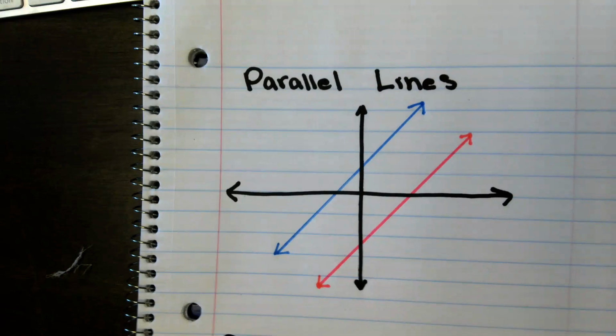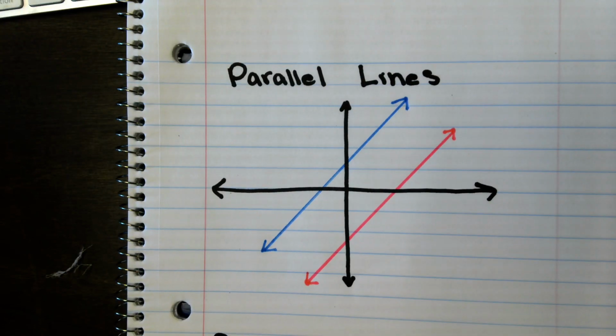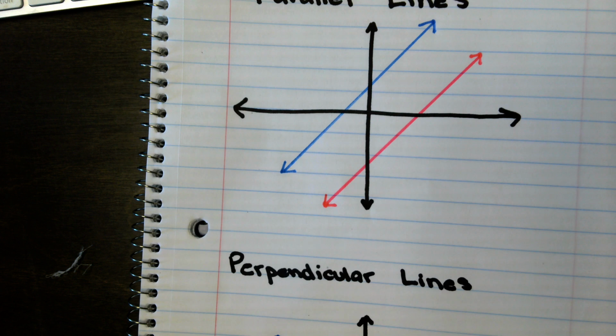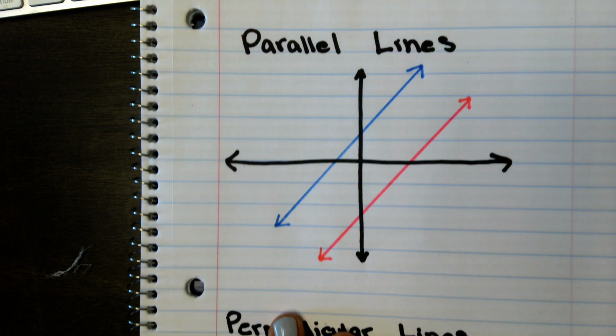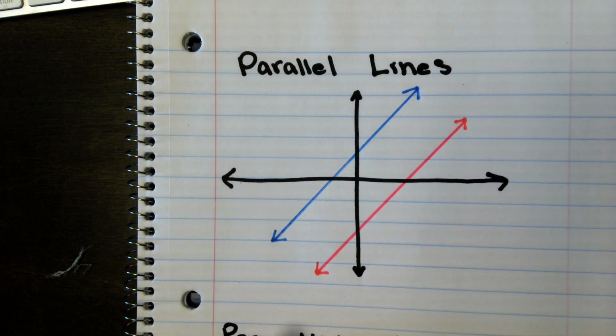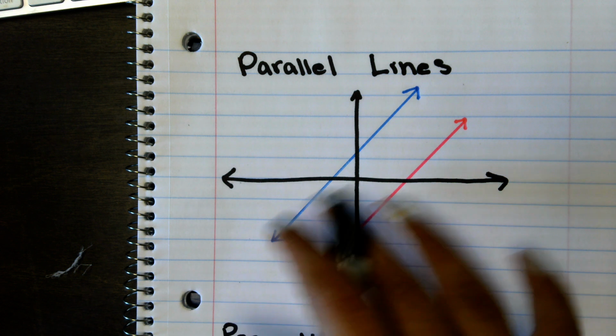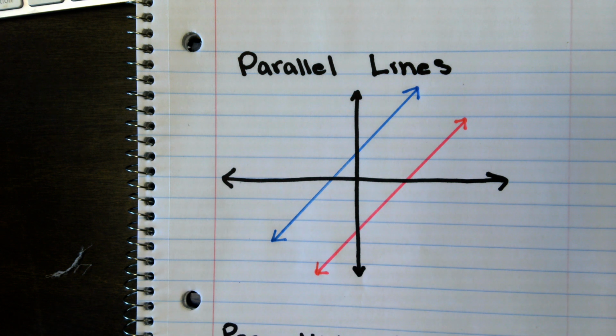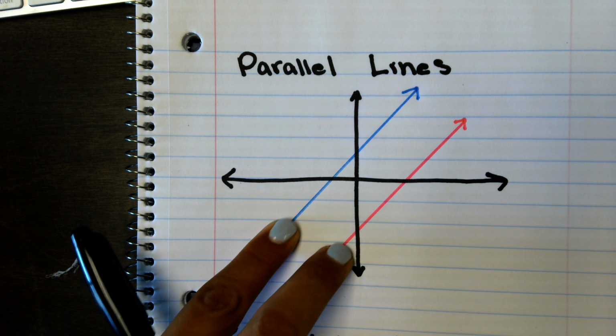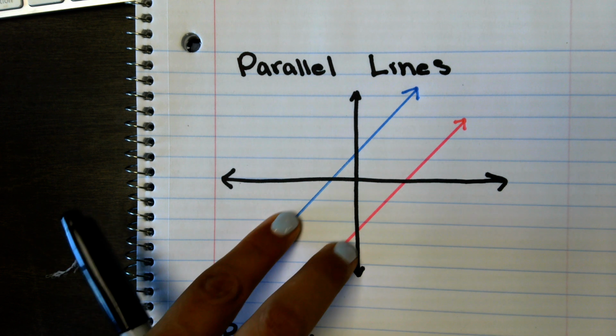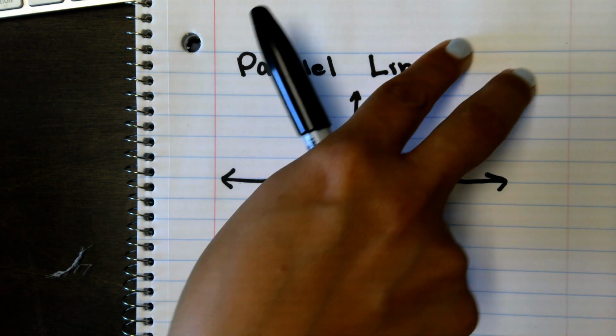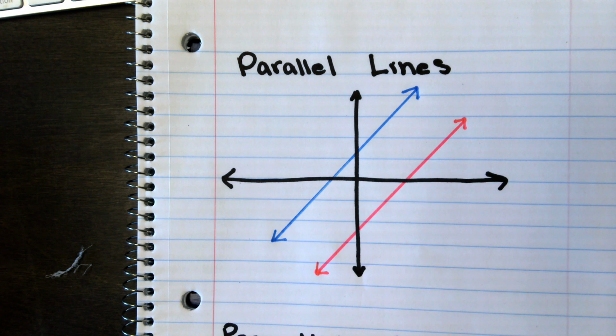Okay, I'm going to talk about what you need to know about parallel lines and perpendicular lines when it comes to their equations. Sometimes you'll be asked to figure out what would be true about the equations of lines that are parallel. First of all, parallel lines are lines that run next to each other but never, ever, ever intersect, which means they never cross.